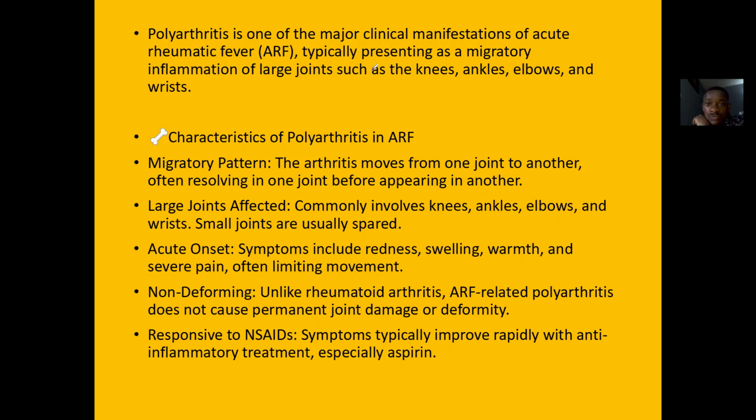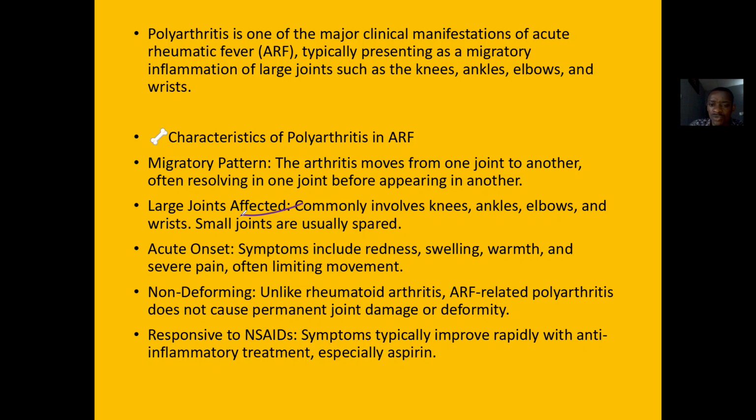So there's migratory inflammation of large joints. It's mostly large joints: knees, ankles, elbows, wrists. So what's the migratory pattern? Like I told you guys, today is this joint, another day is this joint. So it's moving from one joint to another, so it can even resolve totally in one joint and appear in another one. So large joints are affected, usually the knees, the ankles, the elbows, the wrists.